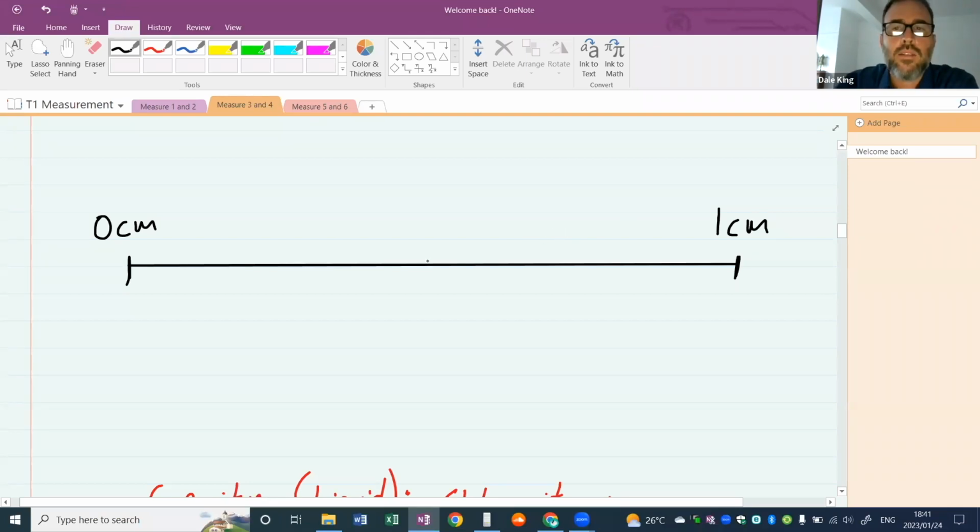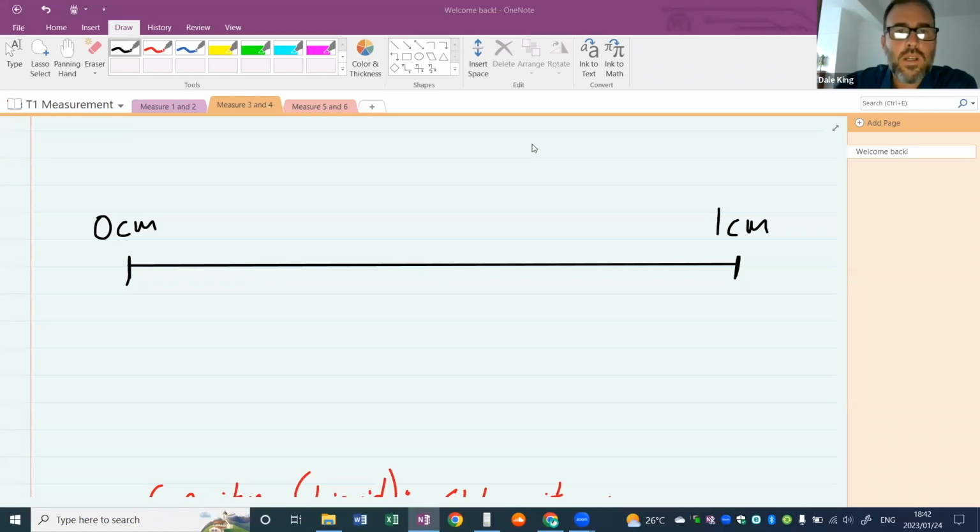We know that 1 centimeter is made of how many millimeters? How many millimeters in 1 centimeter? Type it out in chat, guys. Thank you, Therese. 10. Thanks, guys. So we all know that there are 10 millimeters in 1 centimeter.